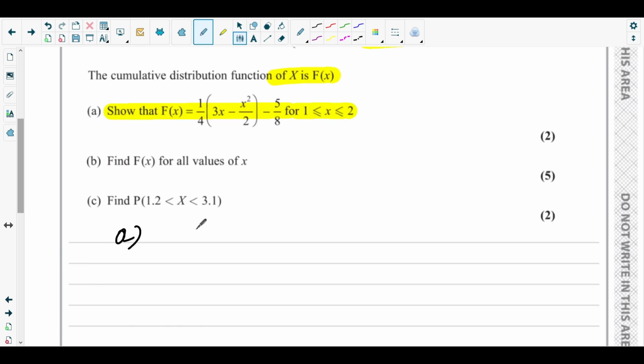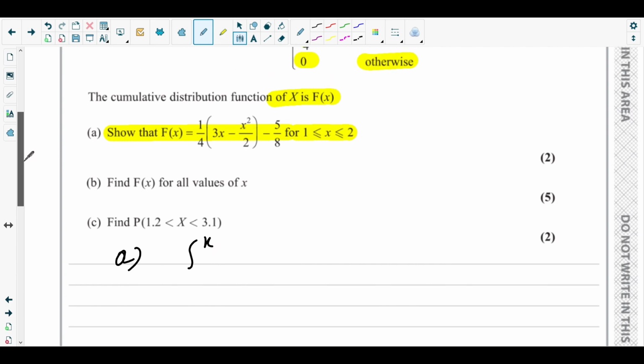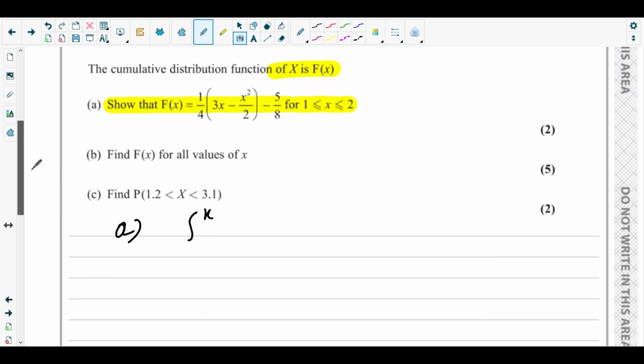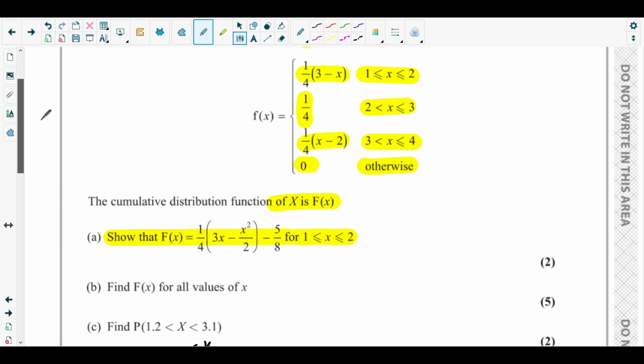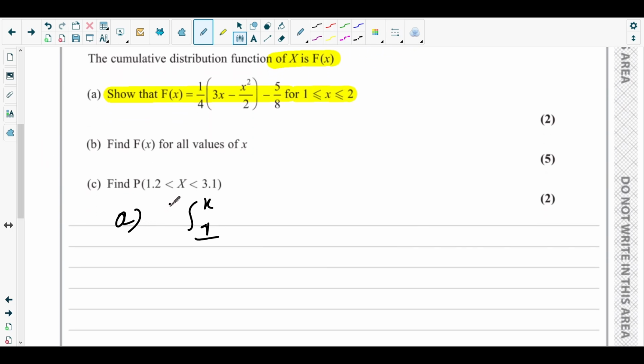So let's integrate. The upper limit would be x, because the CDF should be in terms of x, and the lower limit is 1. The PDF is given as 1 over 4 times (3 minus x), so take 1 over 4 outside the integral: 1 over 4 times the integral of (3 minus t) dt. Now the question is why I am using t instead of x. This is because if you write x inside the integral and the upper limit is also x, then x and x will overlap.